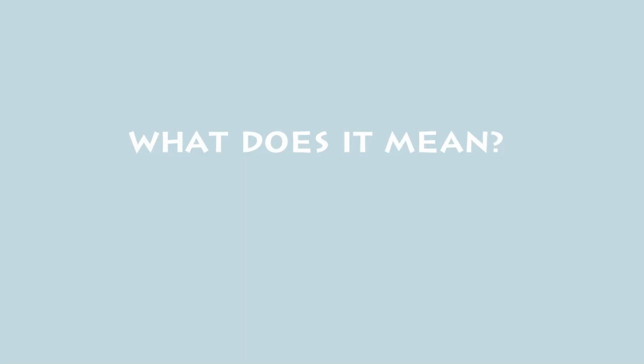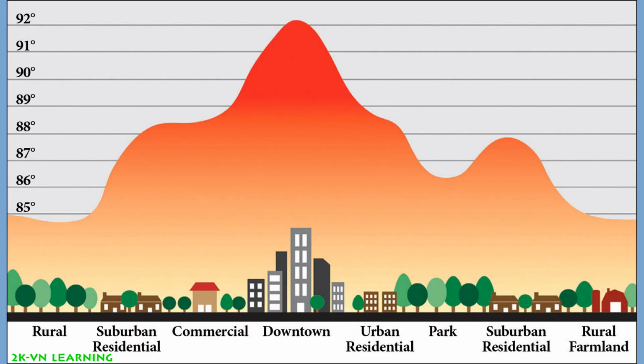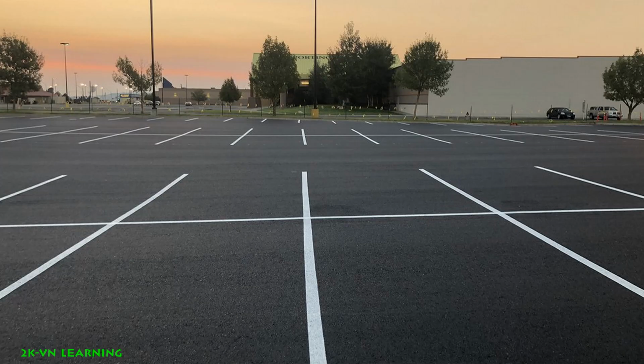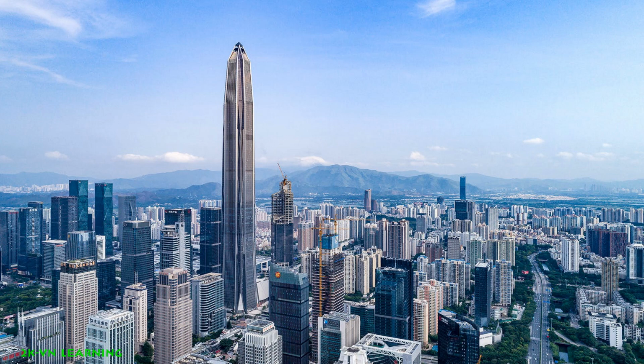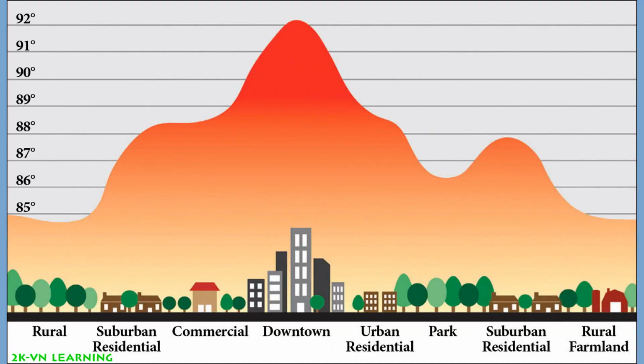What does it mean? Urban heat islands are one of the easiest ways to see how human impact can change our planet. After all, sidewalks, parking lots, and skyscrapers wouldn't exist if humans weren't there to build them. And although these structures are essential to city living, the heat islands they create can be dangerous for humans.